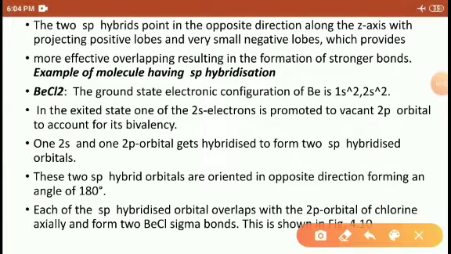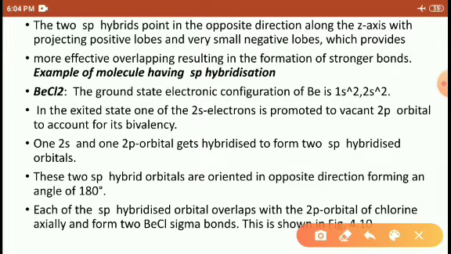Okay, so sp hybridization is along the z-axis, with positive lobes and negative lobes. I think that topic was skipped, students. It is part of the orbital overlapping concept. A positive lobe means proper intermixing of atomic orbitals, and a negative lobe means improper intermixing of atomic orbitals. That is the only thing you have to understand. Effective overlapping results in the formation of a stronger bond.